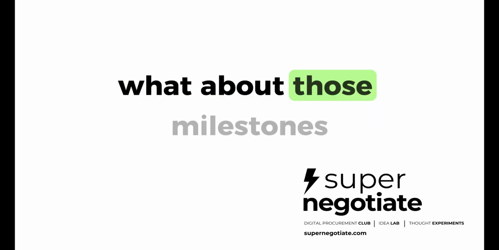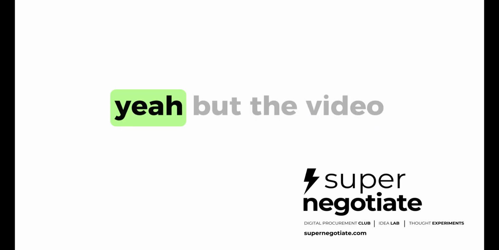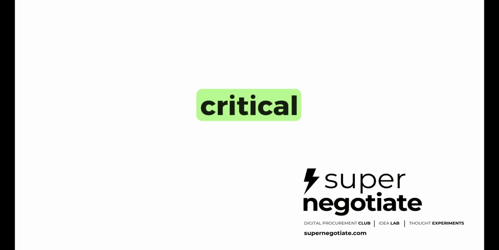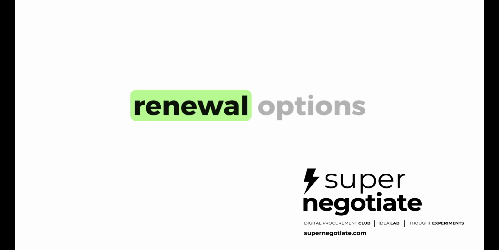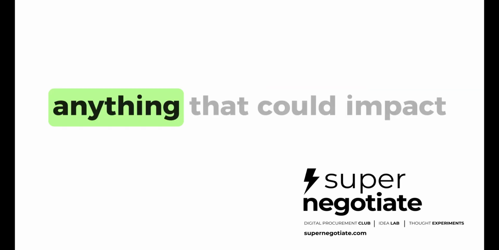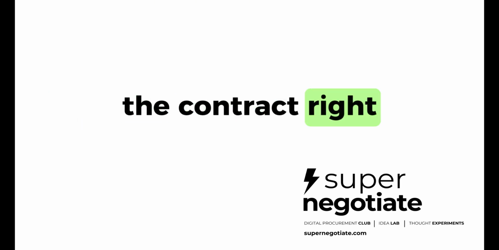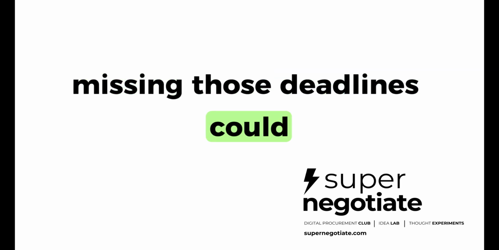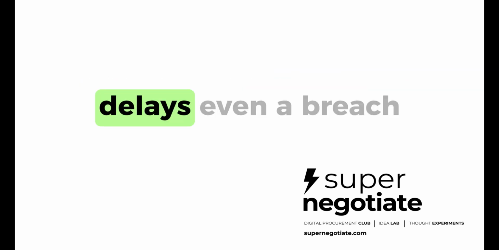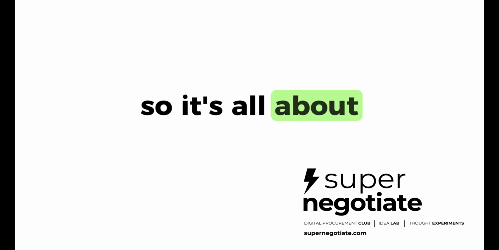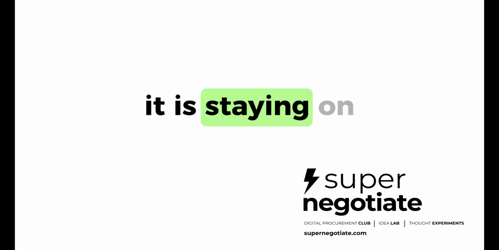Right. What about those milestones and deadlines the video kept mentioning? Those are critical. We're talking delivery dates, payment schedules, renewal options, anything that could impact the contract. Missing those deadlines could lead to penalties, delays, even a breach of contract. So it's all about staying organized. It is, staying on top of things.